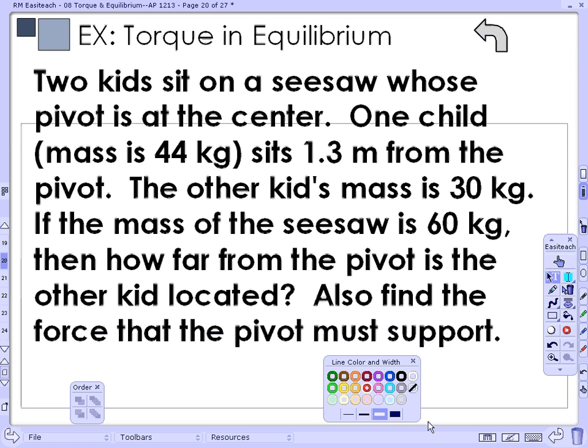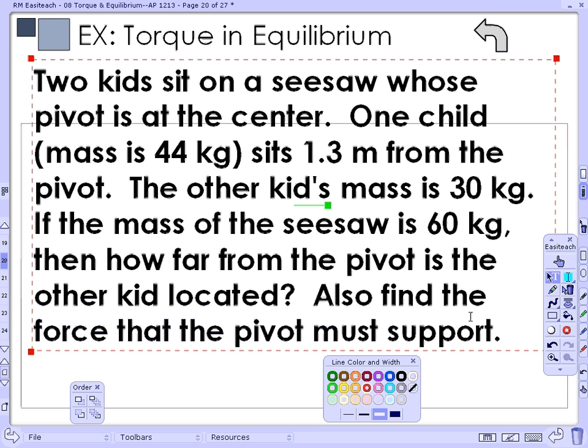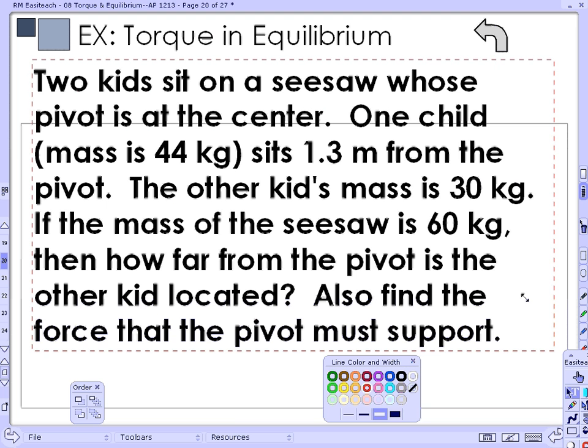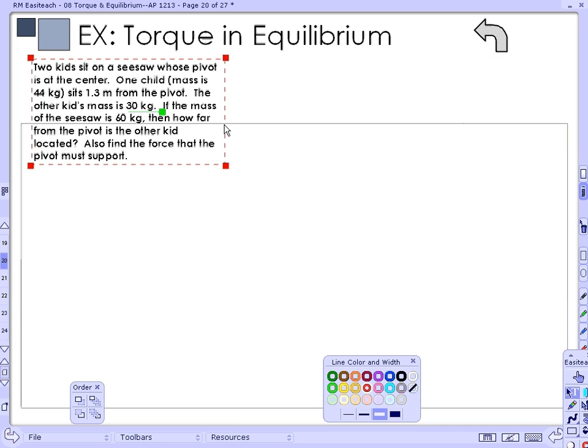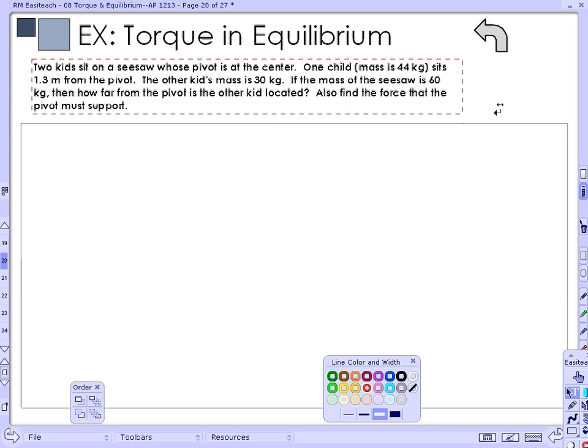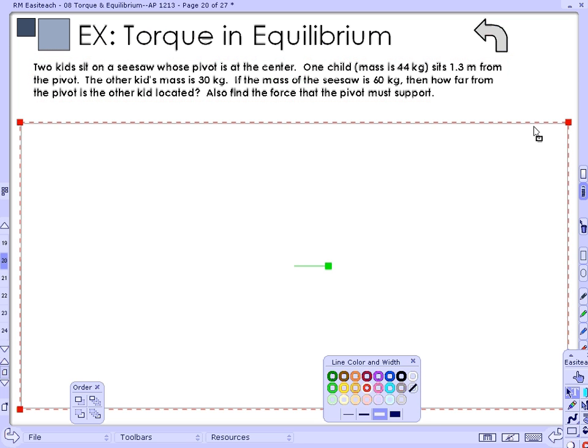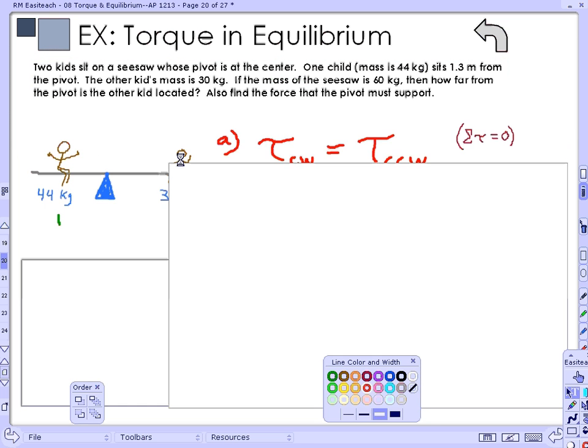So we have a torque in equilibrium problem. Pause the video right now, digest this problem, think about it, sketch out a picture of what's going on. That's going to be critical for every torque problem that you do. Translate it from words into a picture. So here's my picture of what's happening.